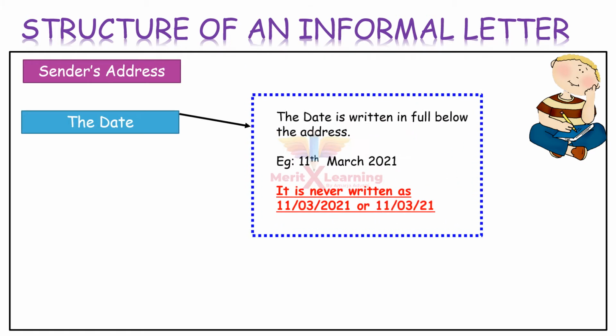The date. The date is written in full below the address. For example, 11th March 2021. The date is never written as 11/03/2021 or 11/03/21. No, the date is always written in full. The name of the month is always written completely.